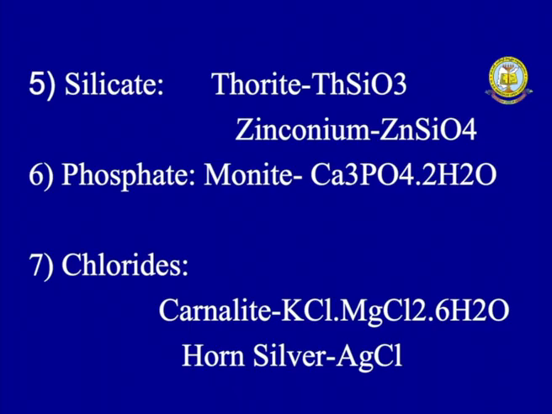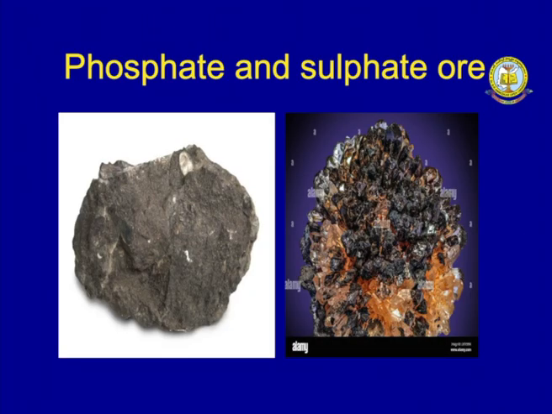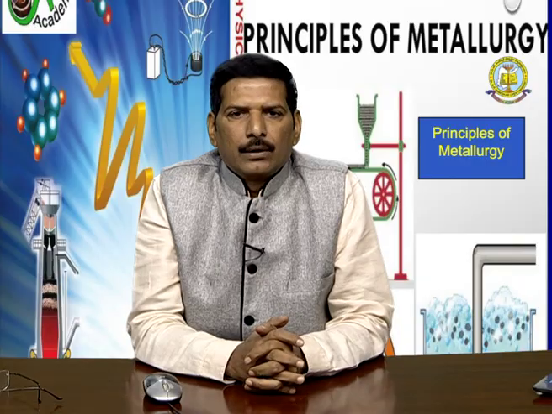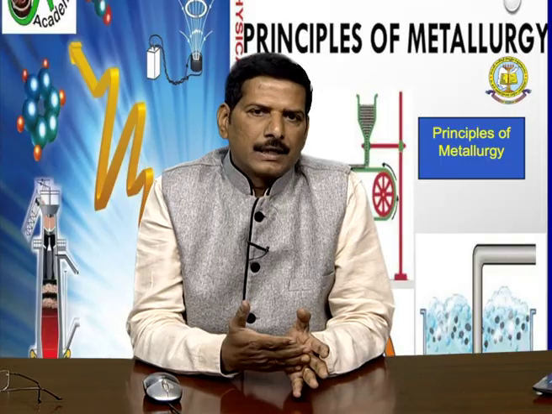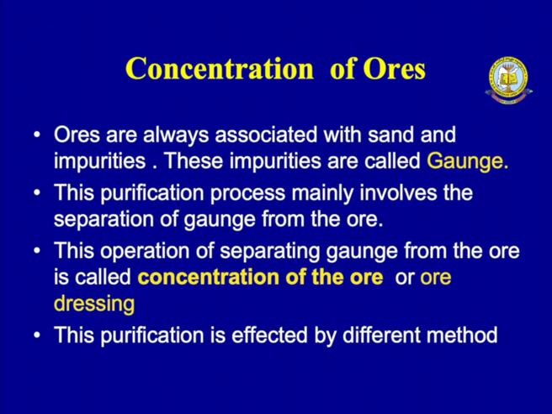Here two metals are available: one is potassium and the second one is magnesium. And next one, horn silver, this is AgCl. The silver metal is present here. So you see the examples of silicate minerals, and different silicate minerals are here. And now go to phosphate and sulfate. These are the phosphate and this one is sulfate ore. And just now we saw the different ores available in the earth crust. So they are carbonates, sulfates, sulfites, silicates and chlorides like this. Now the next step is concentration of the ore.